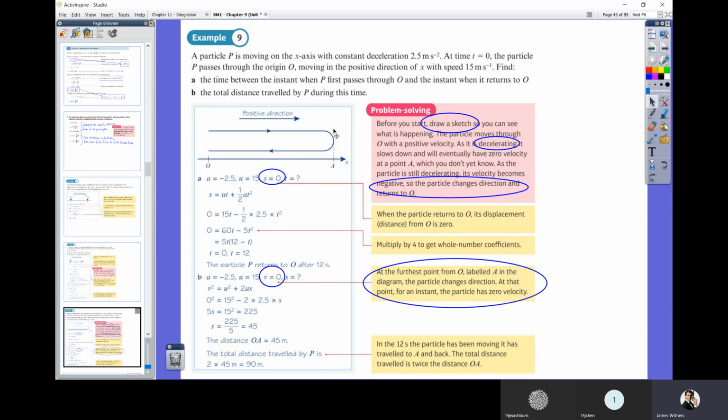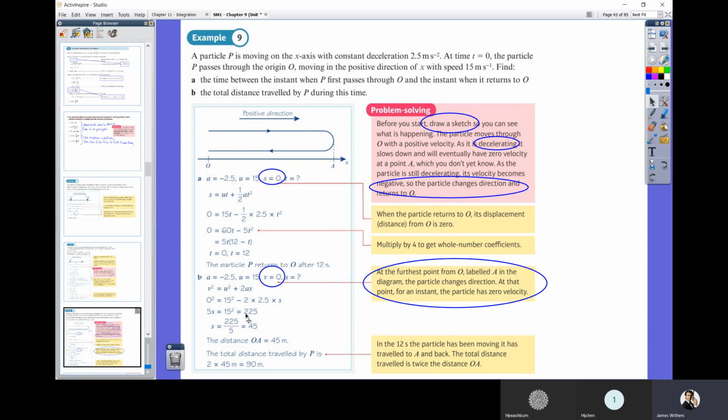And then because the whole thing is symmetrical, you can just double that time. It will be the same time to go back from A to O. So for part B, you'll see that you've worked out that the displacement, the distance from O to A, sorry, the distance is 45 meters. So doubling it, that's where you get your 90 meters.